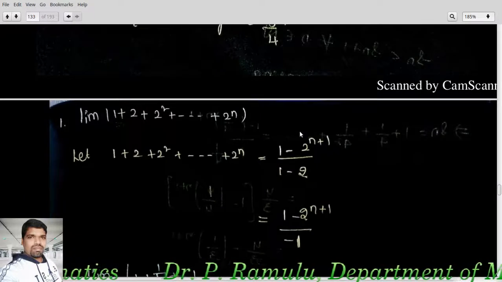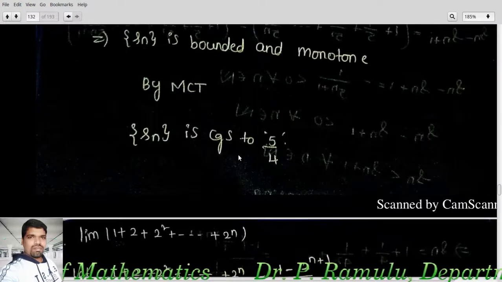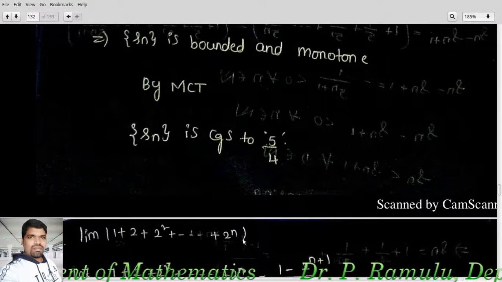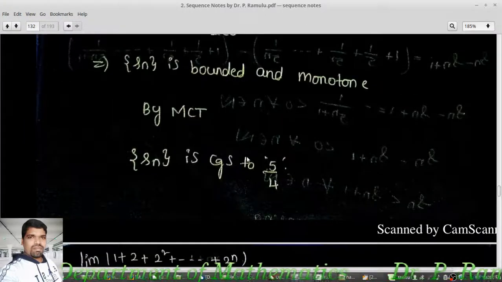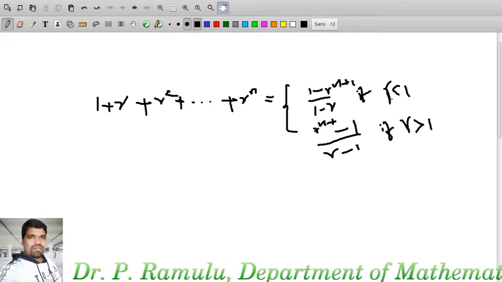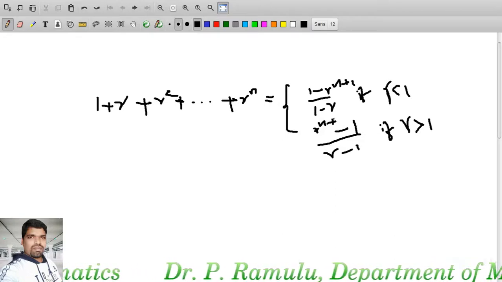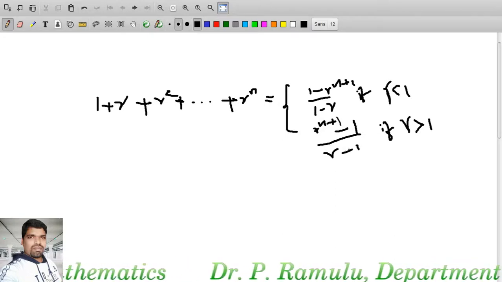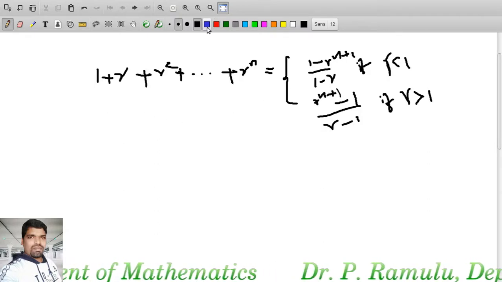So, show that the limit of 1 plus 2 plus 2 square plus ... plus 2 power n equals dash. You have to find the limit of 1 plus 2 plus 2 square plus ... Already we know the formula. For that, 1 plus r plus r square plus ... plus r power n equals, we know, 1 minus r power n plus 1 by 1 minus r if r is less than 1, and r power n plus 1 minus 1 by r minus 1 if r is greater than 1. This thing I know.